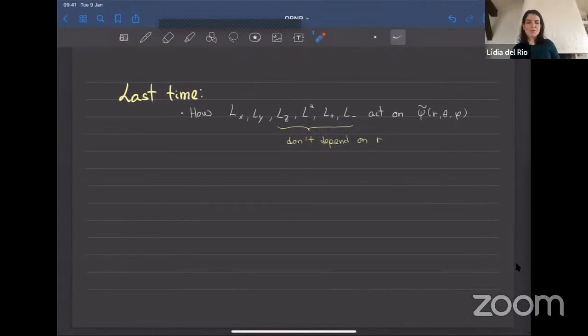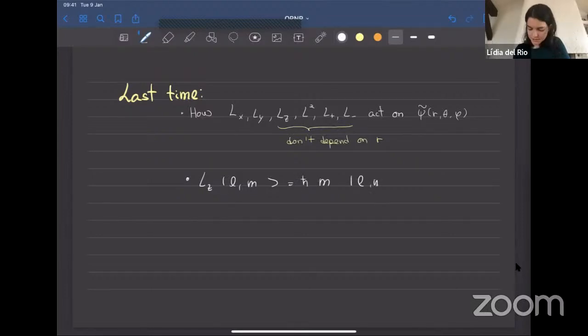So what did you do last time? It was to find these explicit expressions for how all these angular momentum operators act on the wave function in spherical coordinates, right? And then for simultaneous eigenstates of L_z and L squared, we have the eigenvalue equation, for both of them.